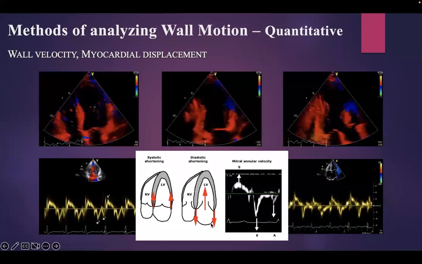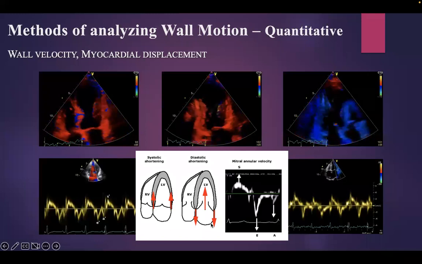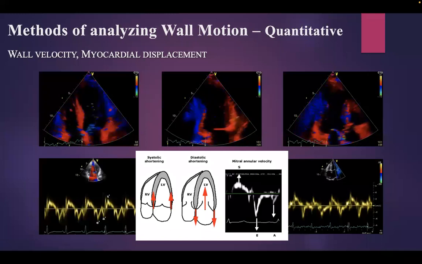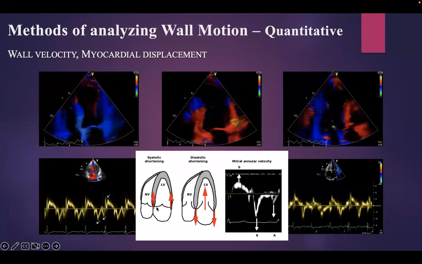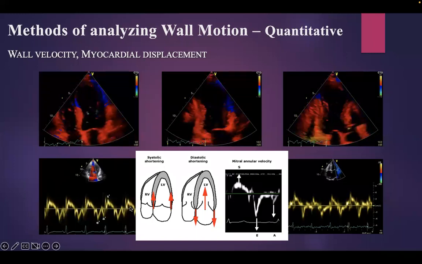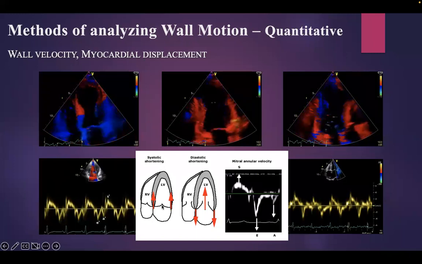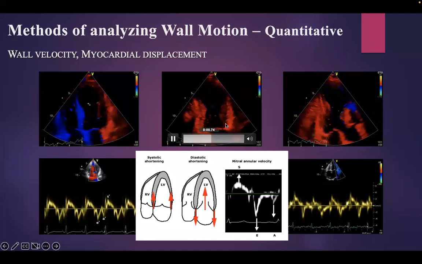So this is again useful only in a normal looking LV, wherein we look at the global function and we measure the S prime wave, that is the annular motion towards the probe, and we calculate. Any value above 10 is considered normal. So this is equal to, again, MAPSE.